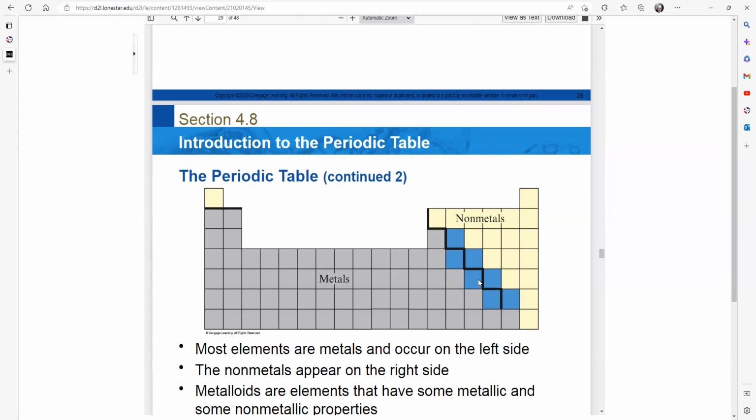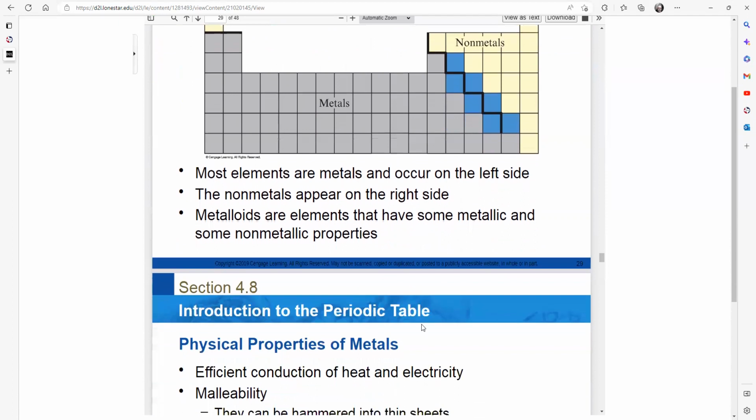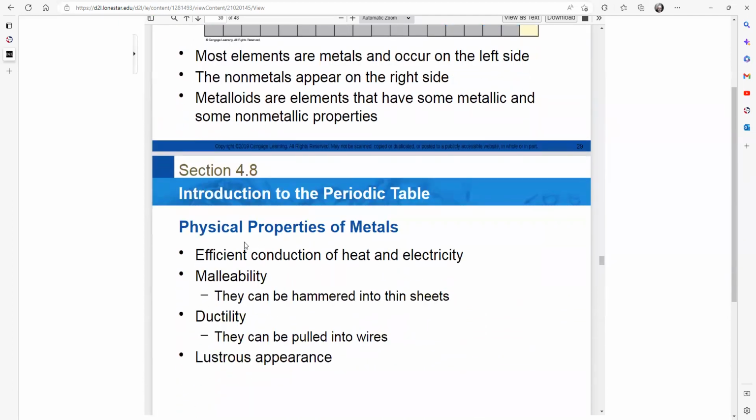But in between, you can see these elements in blue. They are known as metalloids. The metalloids are elements that contain properties of both non-metals and metals at the same time. Let's see. What are the physical properties of metals? Malleability, ductility, and lustrous appearance.